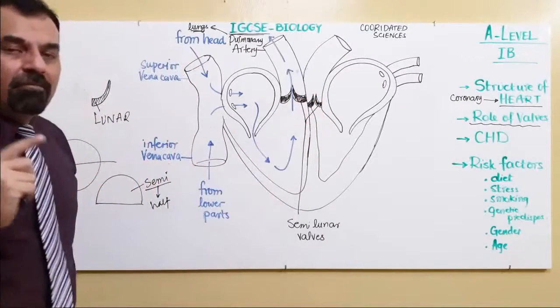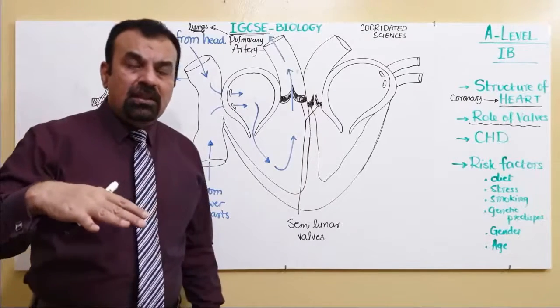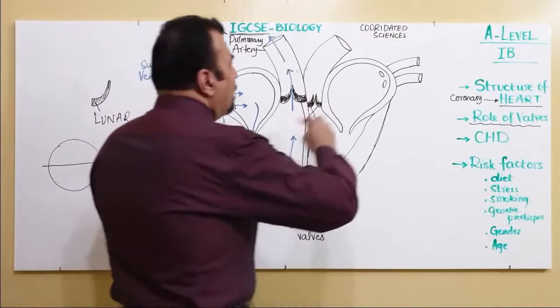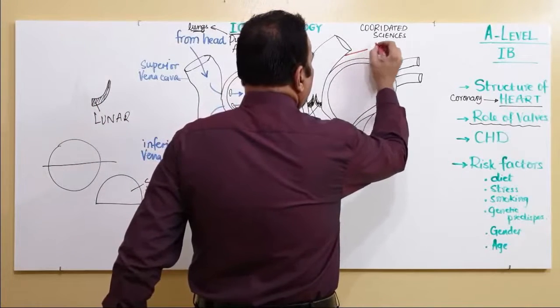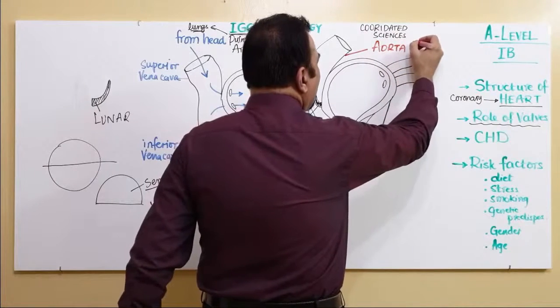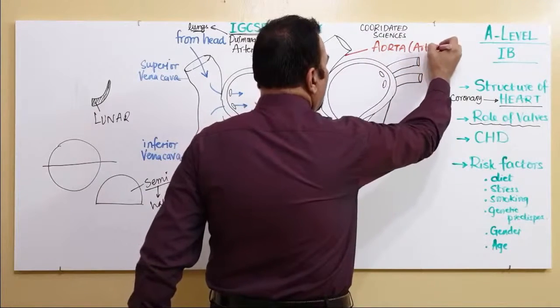But remember, this is a valve in the heart. Aorta is an artery, the largest artery in the body. Arteries do not have any valves. So this is aorta, which is basically an artery.